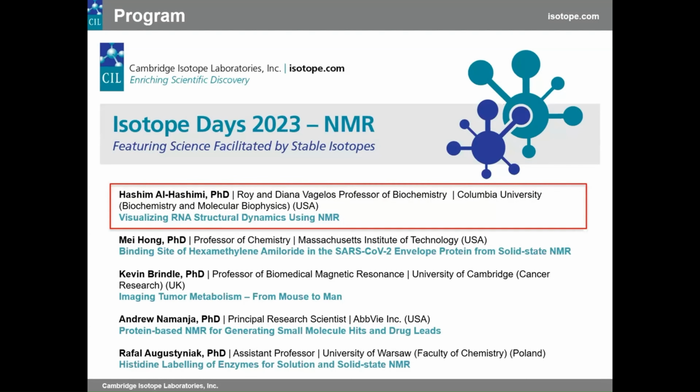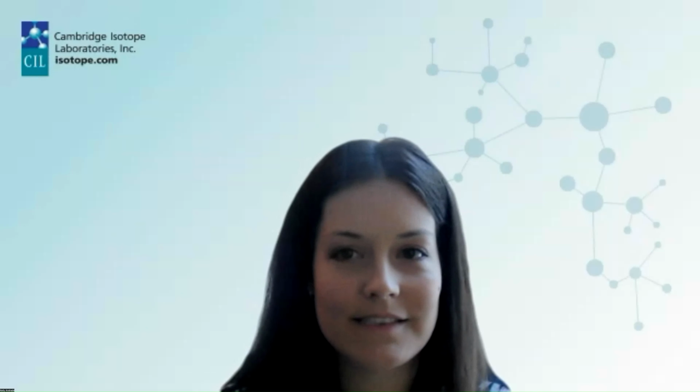His group developed methods harnessing the predictive power of RNA dynamic ensembles to identify small molecule inhibitors of HIV-1 replication. In 2009, Al-Hashimi co-founded Nymerum Incorporated to enable RNA-targeted drug discovery using RNA dynamics. His talk today is entitled Visualizing RNA Structural Dynamics Using NMR. Without further ado, Hashim, you can go ahead and share your slides and get started.